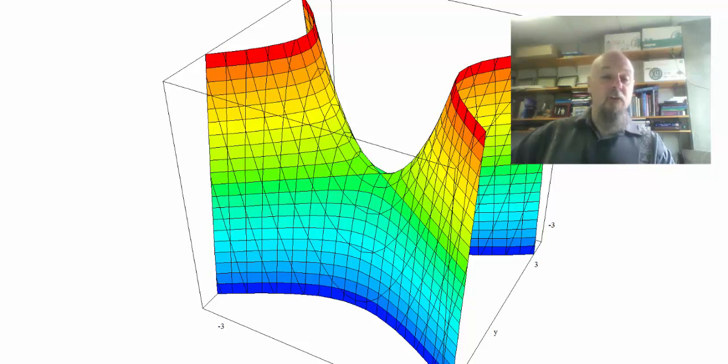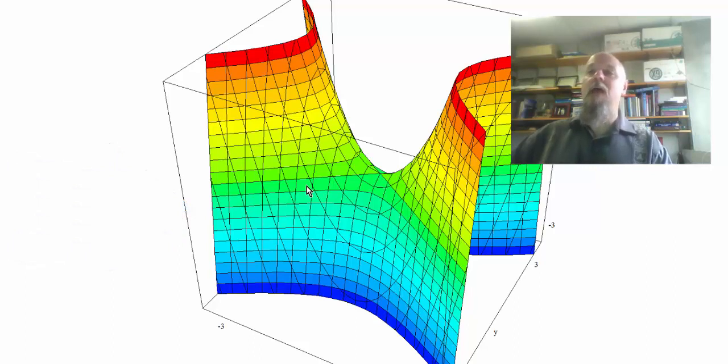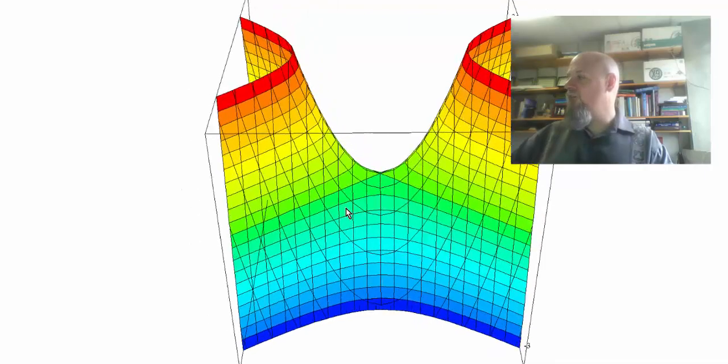So I've got a surface. The equation of it is x squared minus 2y squared is equal to z. So what we've got then is a height above a certain xy point given by that function. There's two independent variables, x and y, and they get plugged into that function, x squared minus 2y squared, and out comes a height. And that gives you this surface.